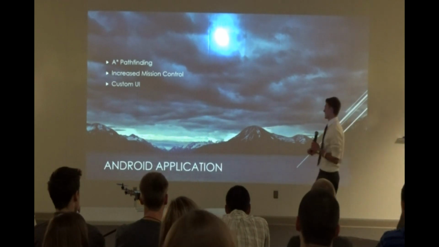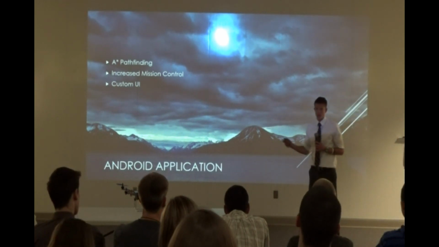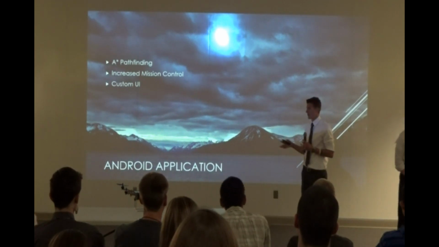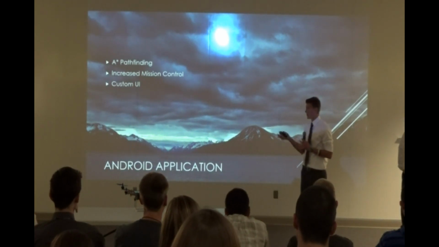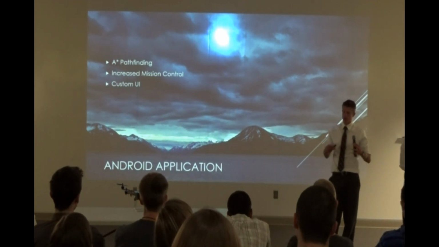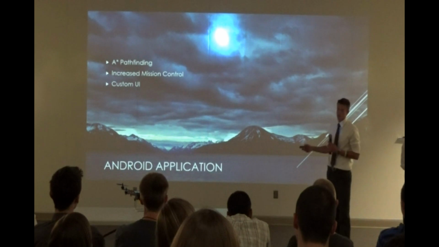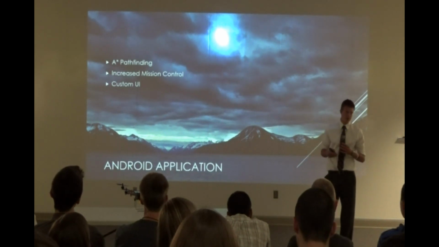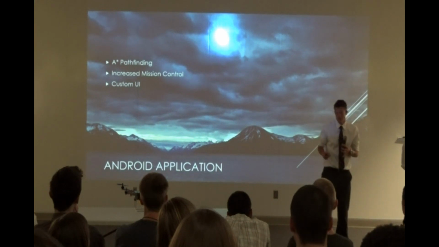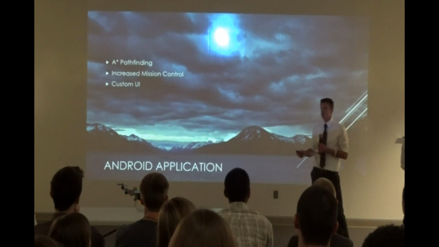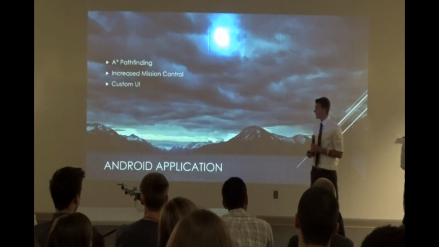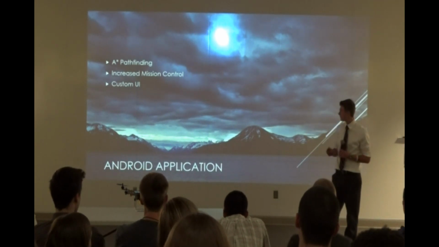And then further development on the Android application would be A-star pathfinding, which is just a type of pathfinding. So the quad would have kind of intelligent flight around a location. Increased mission control, so that's different values, such as search for something within an environment or map an environment, different things like that. And a custom user interface. If you could tell, I was using the default Android elements, but going through and making a customized interface would be pretty fun and challenging.